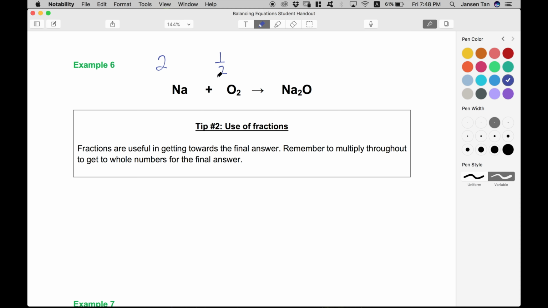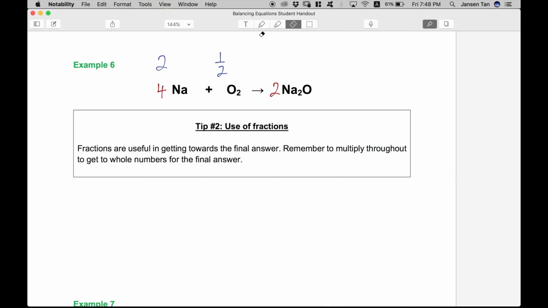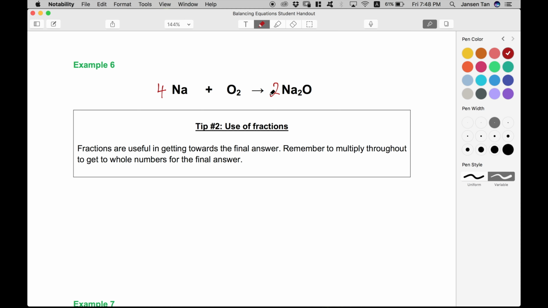So 2 times 2 is 4. And here is 1. Half times 2 is 1. And here is 2. So check again, always check after you balance the equation. On the left 4 sodium, on the right 4 sodium. Here 2 oxygen, 2 oxygen. So this is balanced.